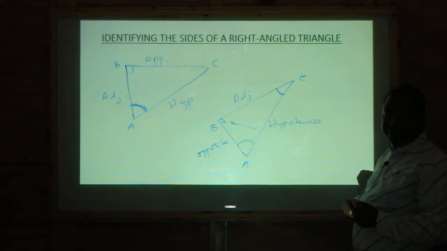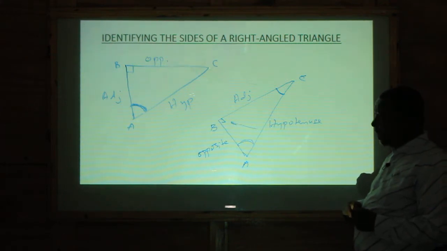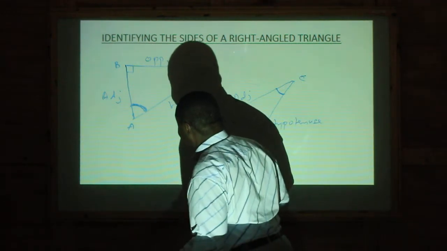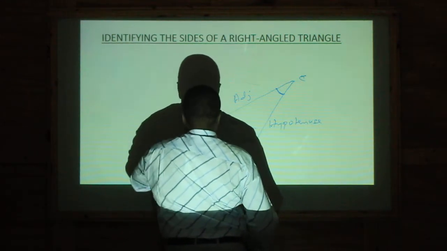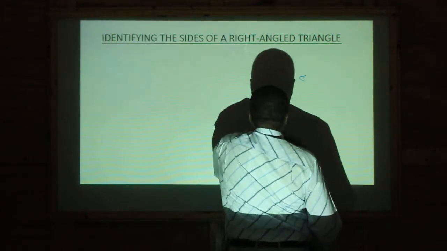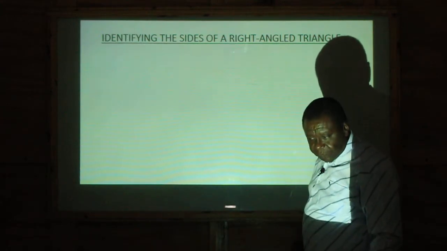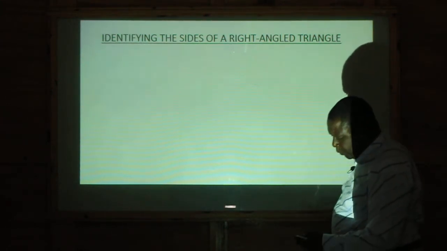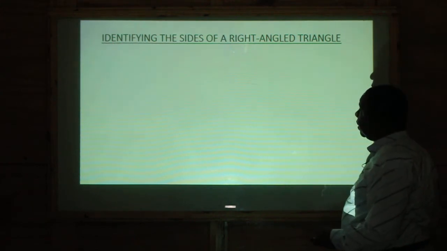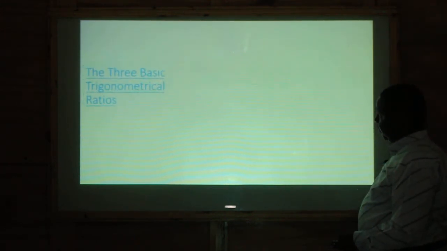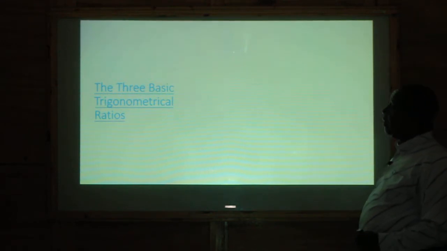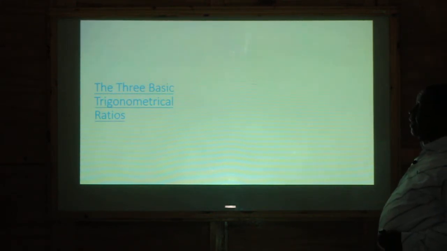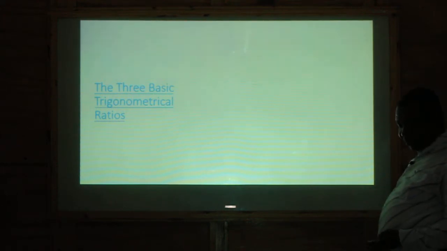So I want you to have that understanding. I hope that is very, very clear. Okay, so let's go to the other stage. Now that we know how to identify the sides of a right-angled triangle, let's move further to see what we can do. Good. So basically, we have three basic trigonometrical ratios.